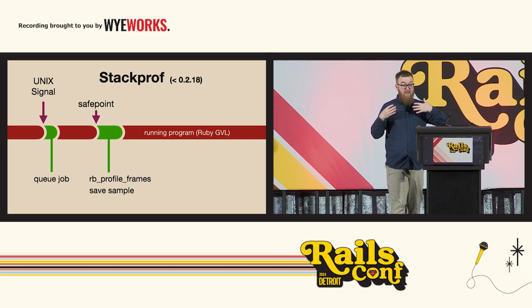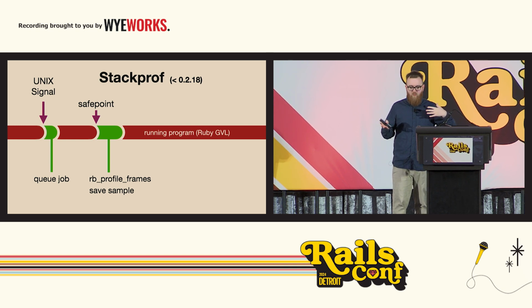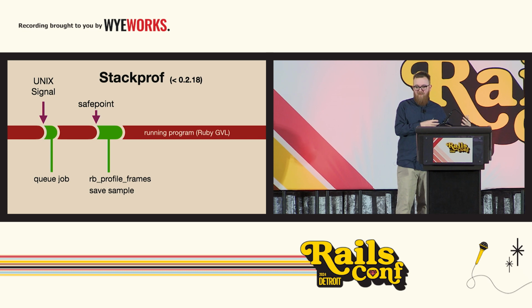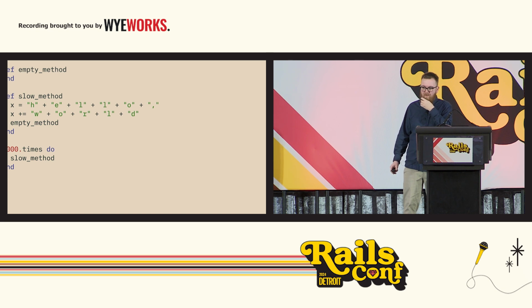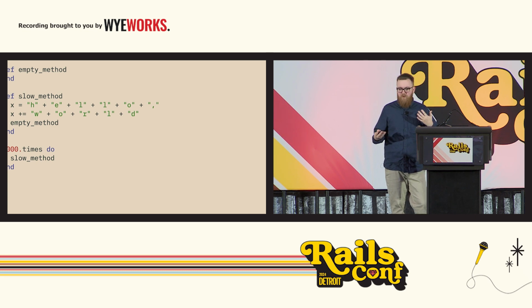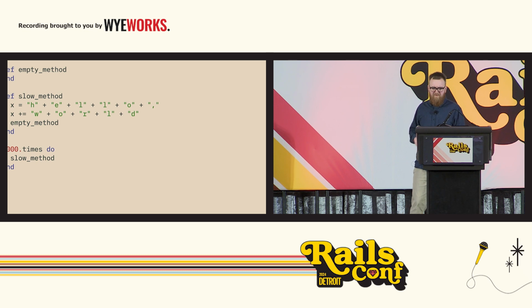And this works fairly well. It does great with the weird sleeping loop we had before, but it has its own problems. So here's an example program I've made where we have an empty method and a slow method. The slow method does a bunch of string operations just to waste time, and then calls into the empty method.